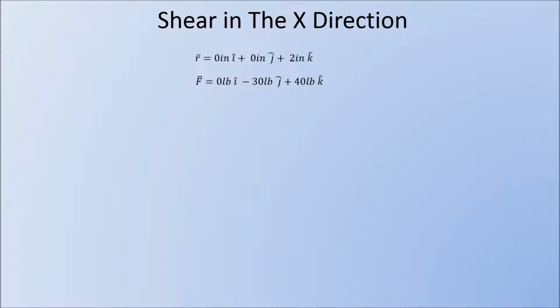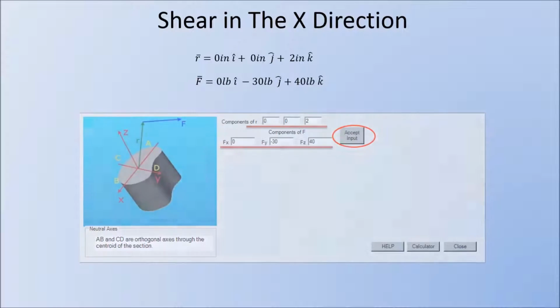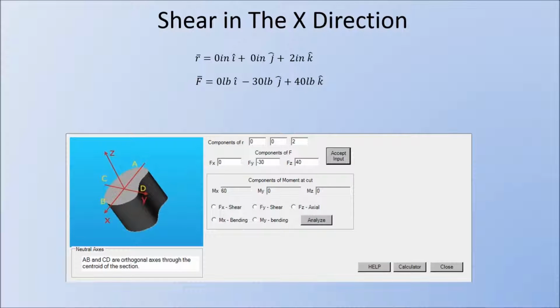Once again, we have our R and F vector that we're going to input into the program. So our components of R are 0 inches in the I direction, 0 inches in the J direction, and 2 inches in the K direction. As for F, we have 0 pounds in the I direction, minus 30 pounds in the J direction, and 40 pounds in the K direction. We then press Accept Input, and that'll bring us to the next part of the problem.